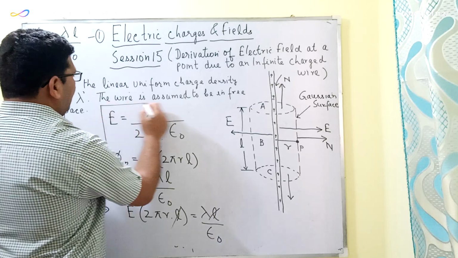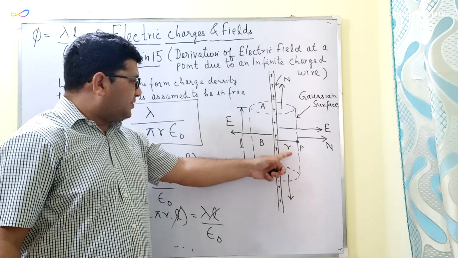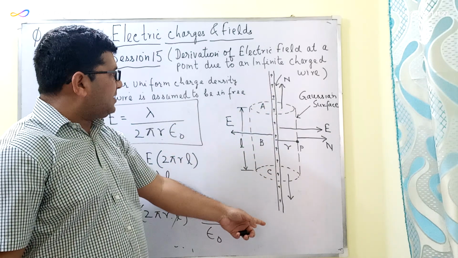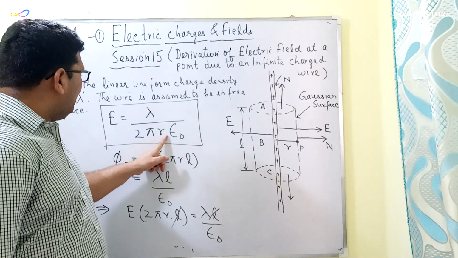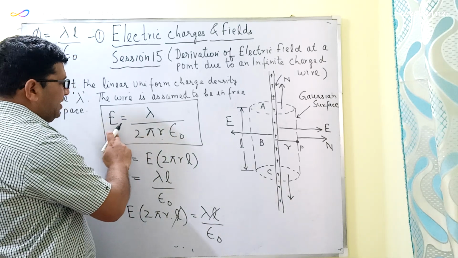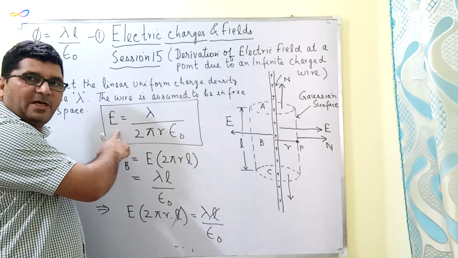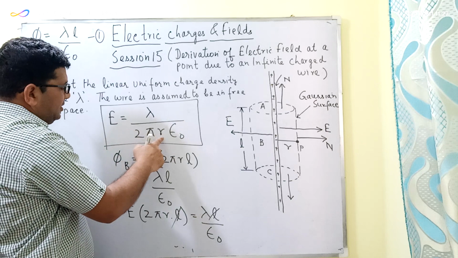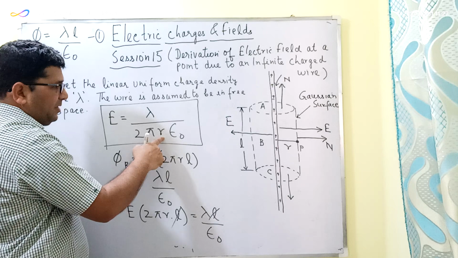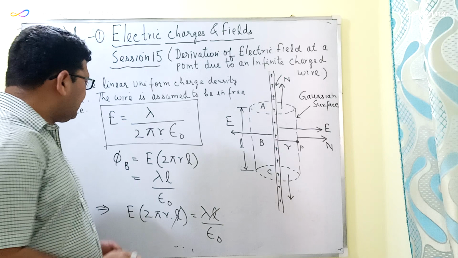So this is the intensity of the electric field at any point P, which is situated at a distance r from that infinitely long charged wire, and this is equal to lambda divided by 2 pi r epsilon naught. So from here you can see that if the linear charge density increases, then the value of E will increase, and the value of E is inversely proportional to the distance of the point from this charged wire. So if r increases, then the value of E will decrease.